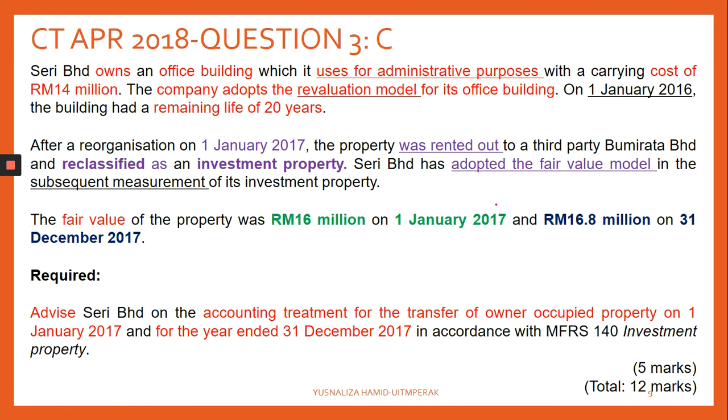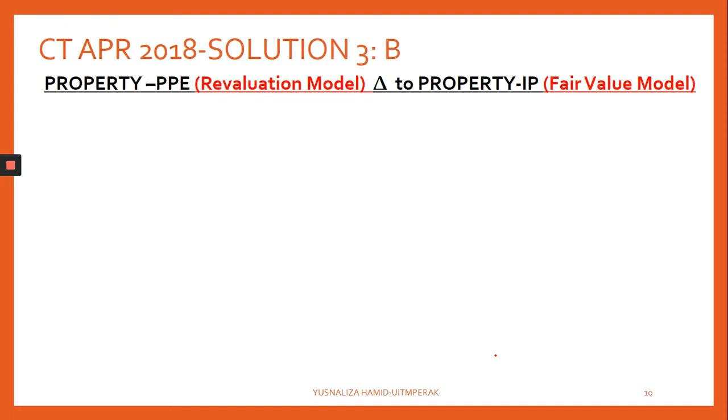So there is a fair value adjustment at the beginning of the year and a fair value adjustment at the end of the year. And assuming 31st of December 2017 is the year end, that is also the end of the current year. Advise Berhad on the accounting treatment for the transfer. The question has made it very clear that there is a transfer on 1st of January as well as for the year ended. So you also advise what to do on 1st of January as well as what to do on 31st of December 2017 at the end of the year in accordance with the requirement of MFRS 140 IP. Now, let's look at this diagram that I've drawn for you.